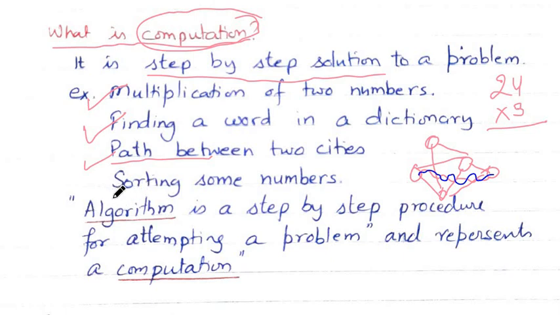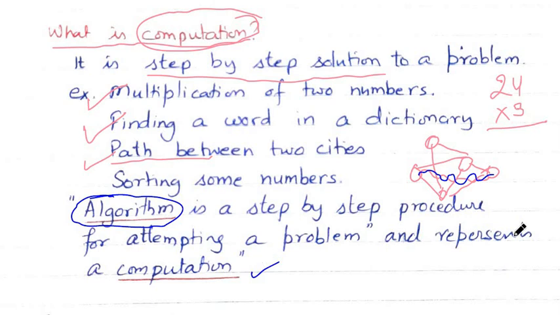Now, algorithm is another word for a step-by-step procedure. An algorithm incurs computation, and a step-by-step procedure is called an algorithm. So an algorithm is a step-by-step procedure for attempting a problem and represents a computation. That's what it is.